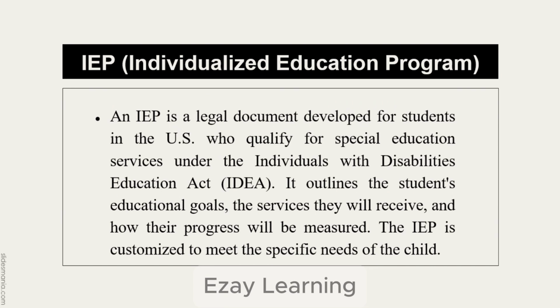An IEP is a legal document developed for students in the US who qualify for special education services under the Individuals with Disabilities Education Act, IDEA. So basically, as per what IDEA says, if someone is qualifying for special education, then a legal document will be developed for those students, and that legal document would be the IEP, which is based on IDEA. This document outlines the students' educational goals, the services they will receive, and how their progress will be measured. The IEP is customized to meet the specific needs of the child, which means that you can't just make one IEP and use it for all the children. You have to make individualized, specific plans for each child to meet their specific needs.